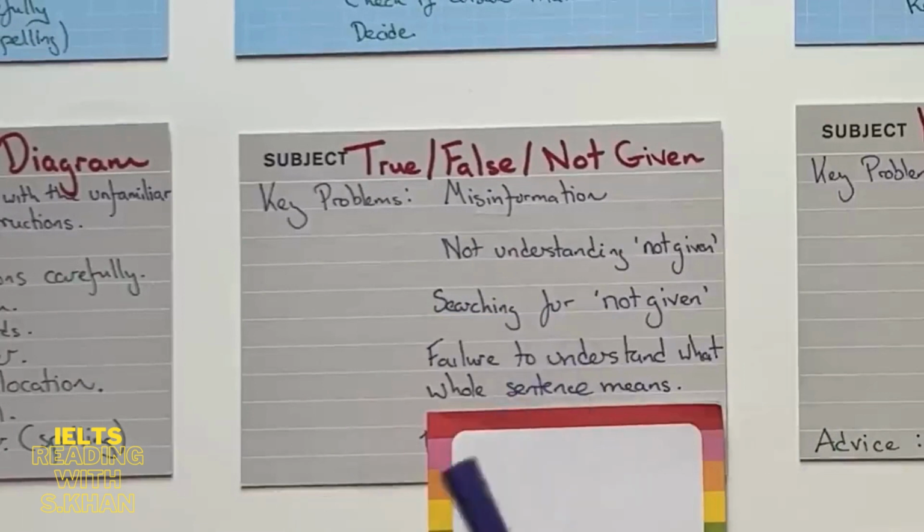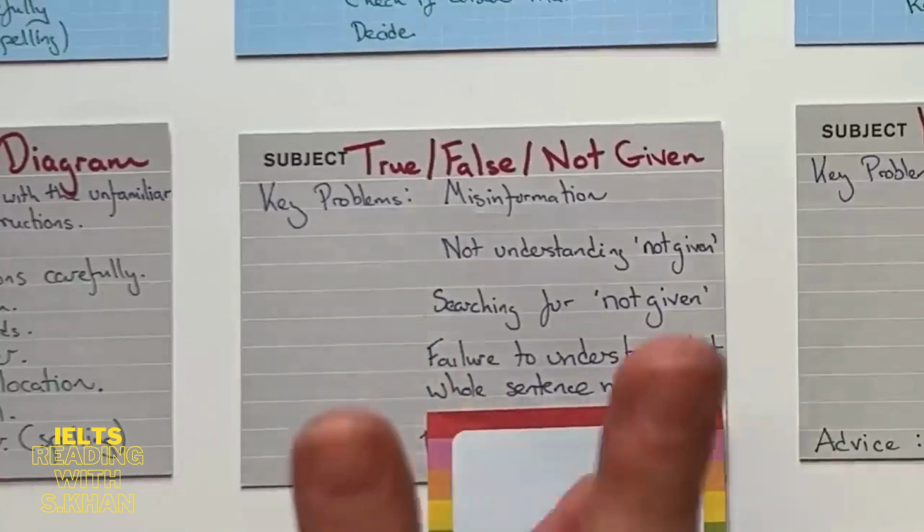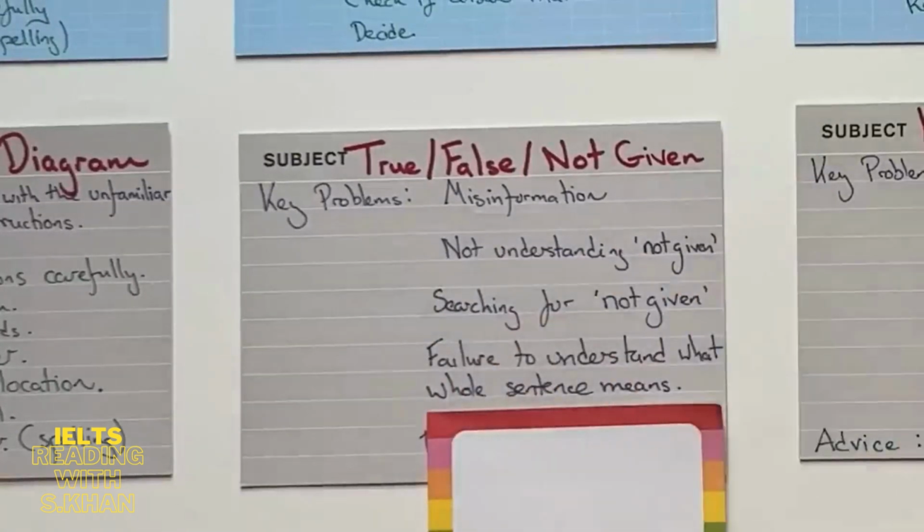Another big problem is a failure to understand what the whole sentence means. This is a problem because many teachers and YouTubers use a strategy that is what we would call a keyword strategy. Everything that they teach about IELTS reading is keywords, keywords, keywords. Now, sometimes keywords are important, but most of the time they're not. It depends on the question being asked.